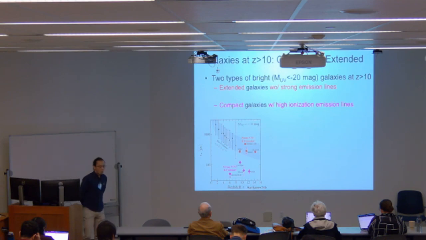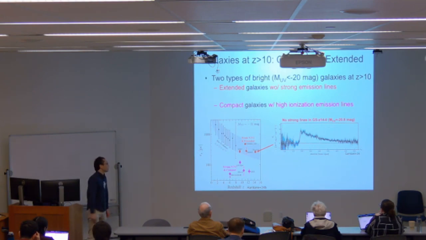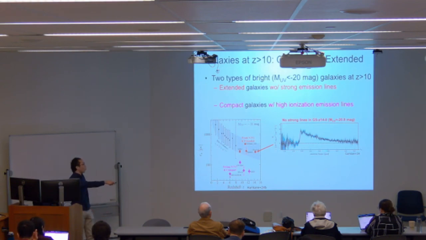And actually, the emission line properties are very different between these two populations. So here I show an example of the spectra. This is the spectrum of the redshift 14 galaxy confirmed so far, the most distant galaxy, which is classified as an extended galaxy. This galaxy shows almost no strong emission lines.